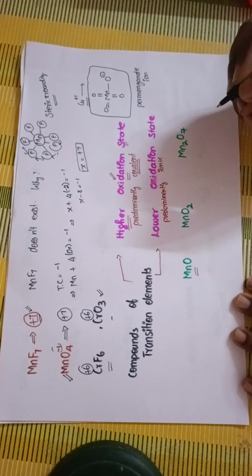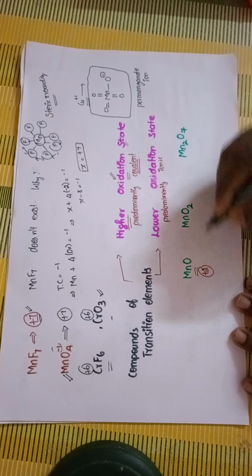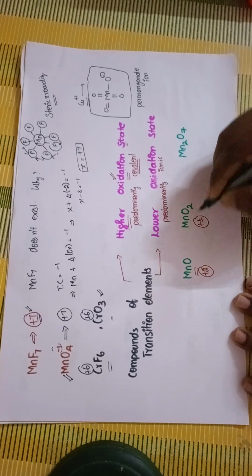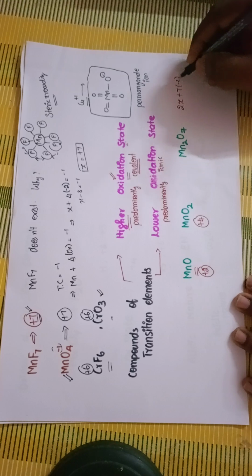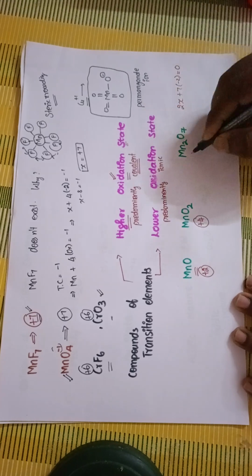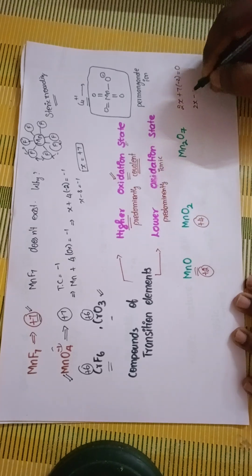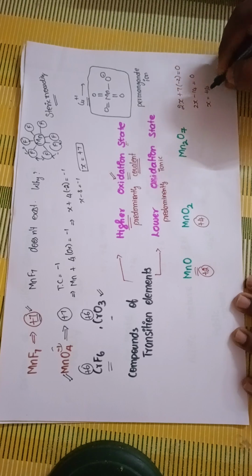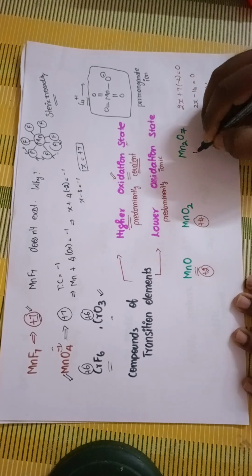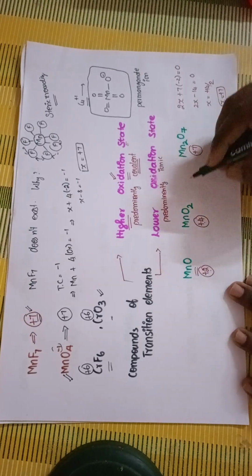How can we relate this? In MnO, manganese exhibits +2 oxidation state. In MnO2, manganese exhibits +4 oxidation state. In Mn2O7, 2 times X plus 7 times minus 2 equals 0. Why 0? Because the compound is neutral, so total charge is 0. So 2X minus 14 equals 0, X equals 14 divided by 2, X equals +7. So here +2, here +4, here +7.